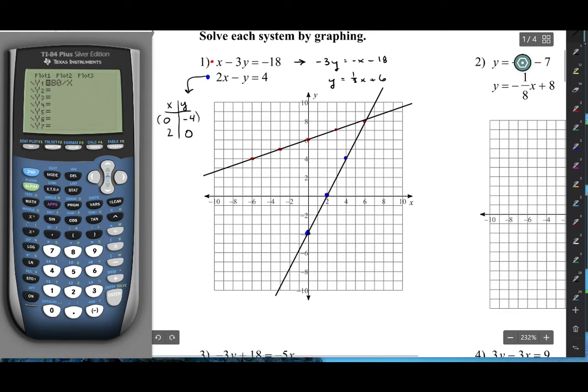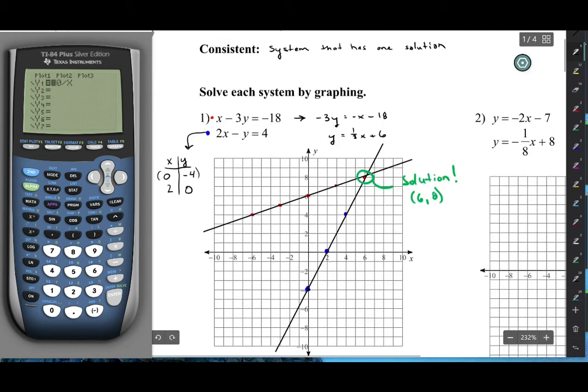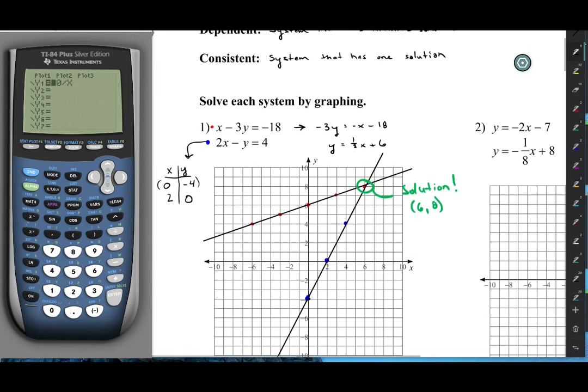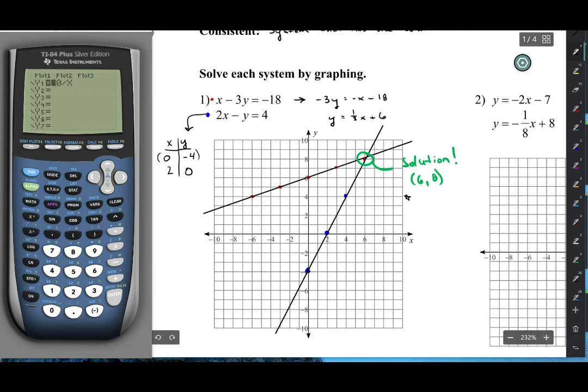And hey, look at that. Notice they intersect one another. Boom, right there. That is the solution. As a coordinate pair, it would be (6, 8). Now, the last little thing: since this has a solution, we would call this a consistent system.